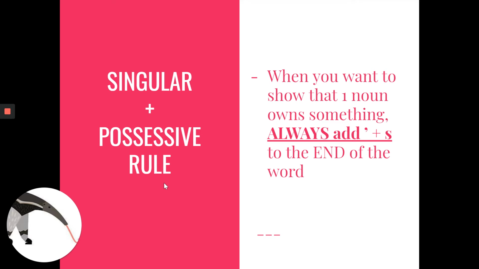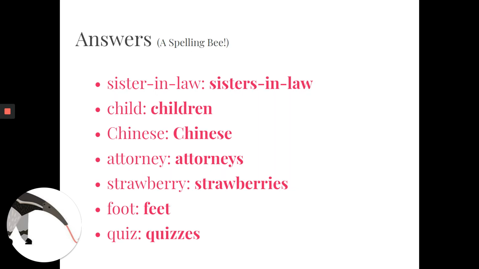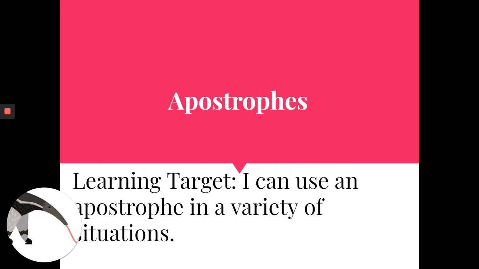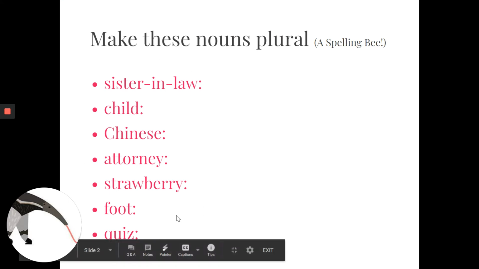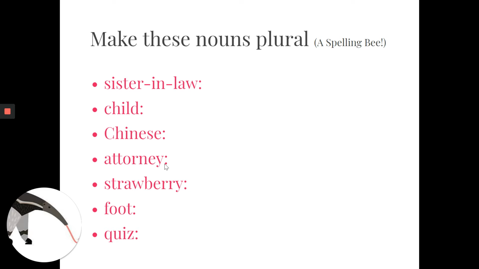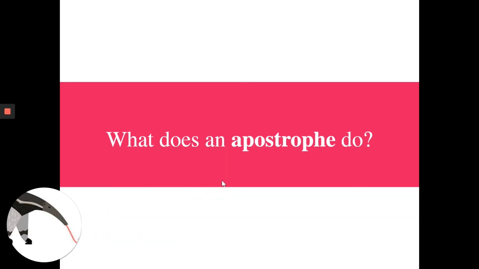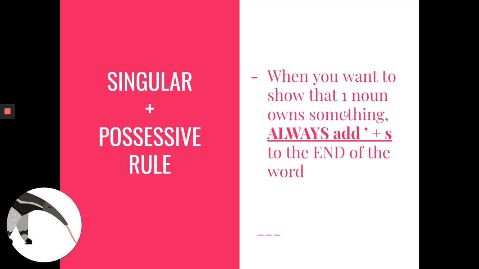Singular plus possessive rule. When you want to show that one noun owns something, always add apostrophe S to the end of the word. So if we go back, these are our singular nouns. If you wanted to show that any of these own something, you would just add apostrophe S. That's it. When you want to show that one noun, a singular noun, owns something, always add apostrophe S to the end of the word.